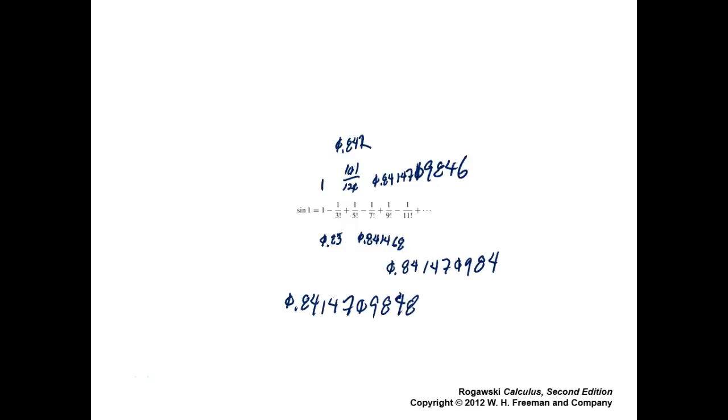So you see, actually we were within 1, 2, 3, 4, 5, 6, 7, 8, 9 decimal places after just 5 terms. That's pretty good. That is very good. It's very good.